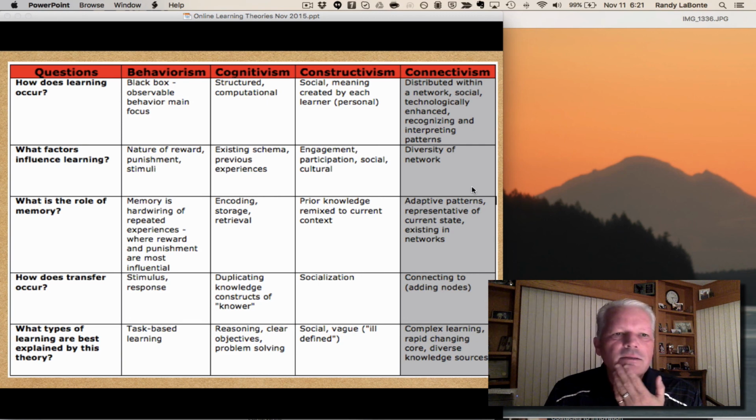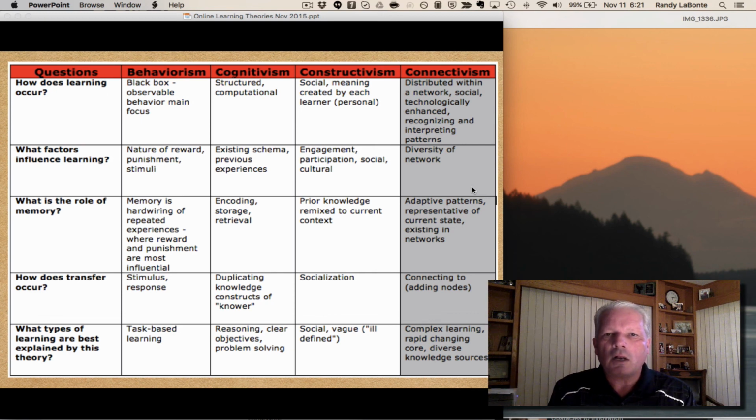So how does learning occur? Well, behaviorism is a black box. It's observable, so it's stimuli and response. Where in cognitivism, you have to structure it. You have to be a little bit purposeful in how that might happen. Constructivism, it's social. You have to create meaning. There has to be engagement. And in connectivism, it's distributed across a network.